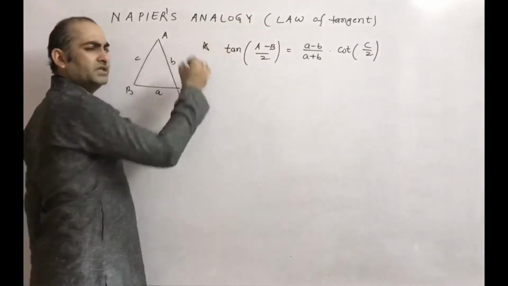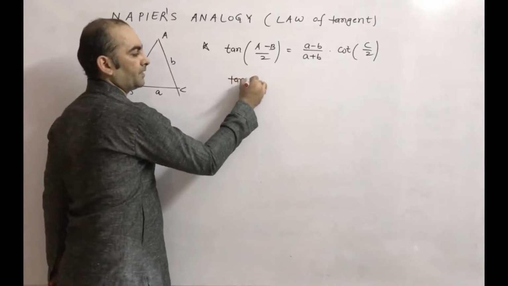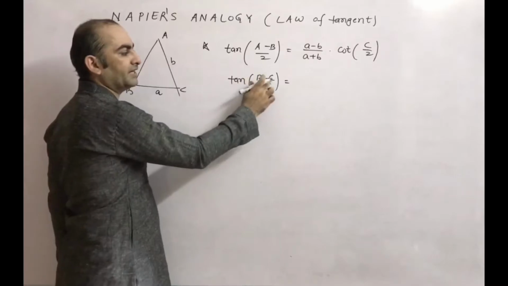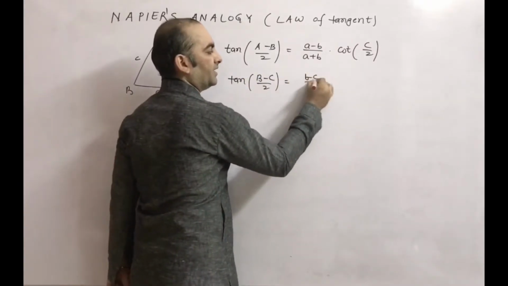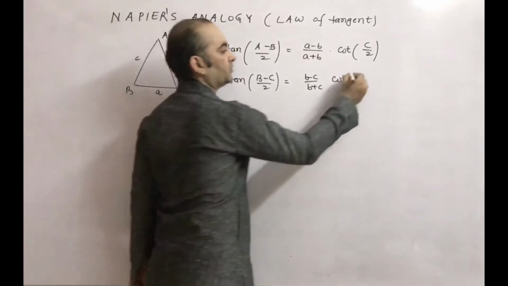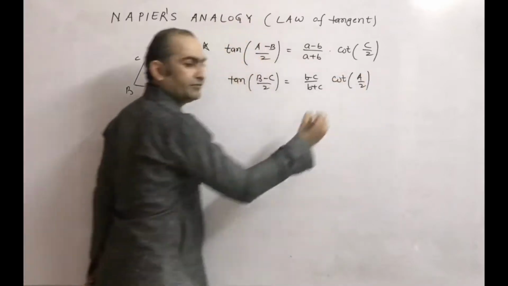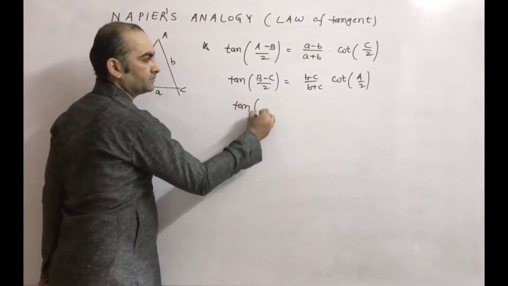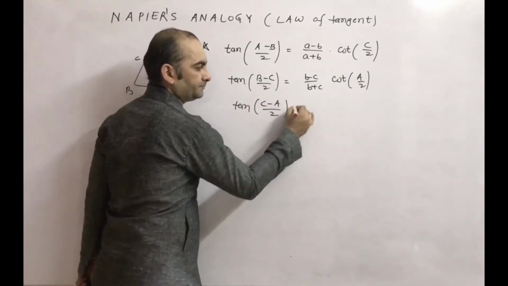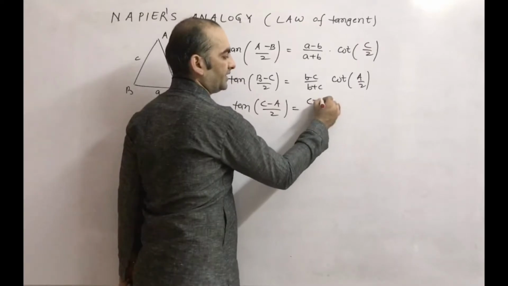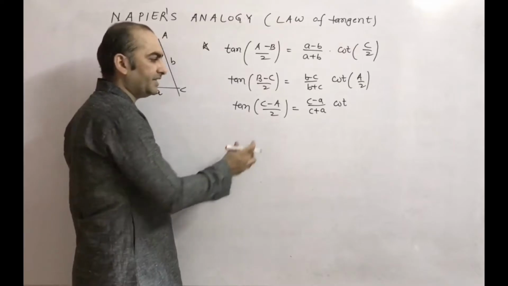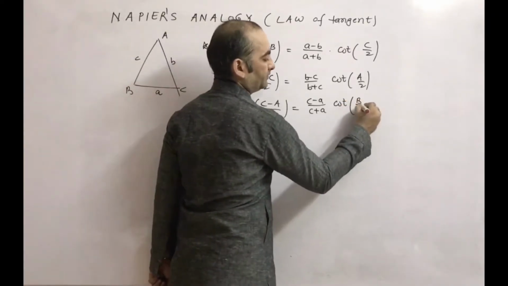If you want to find tan of (B minus C) by 2, here we have B and C, so it will be (b minus c) divided by (b plus c) cot of the remaining angle A, cot of A by 2. If you want tan of (C minus A) by 2, this will be (c minus a) divided by (c plus a) into cot of the remaining B, so cot of B by 2.